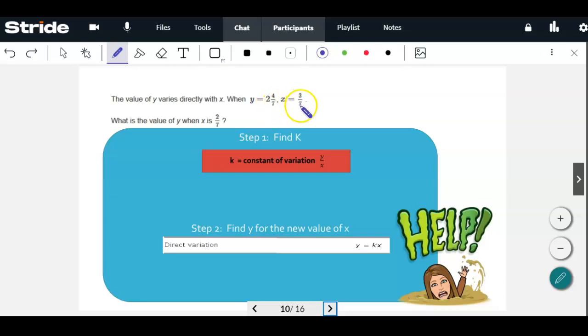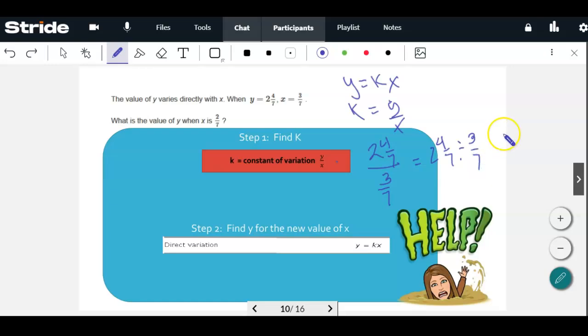Y equals 2 4/7. X equals 3/7. What is the value of y when x is 2/7? Okay, so we have our equation is y equals kx. And remember to find k, it's always right here actually, it's y over x. You can use the calculator. That's 2 4/7 over 3/7, which is the same as putting in 2 4/7 divided by 3/7.